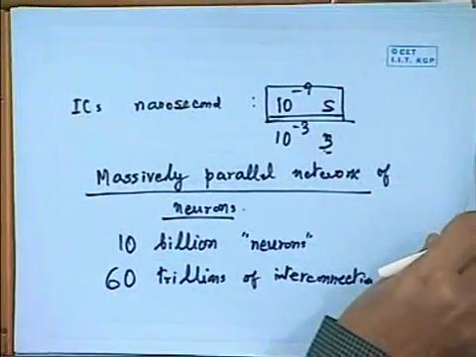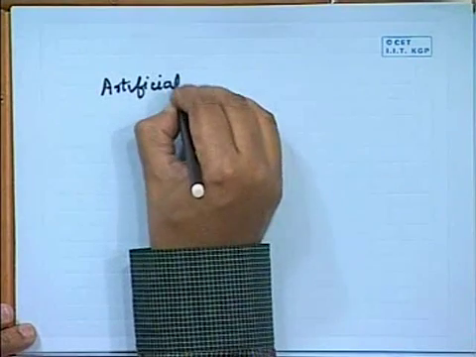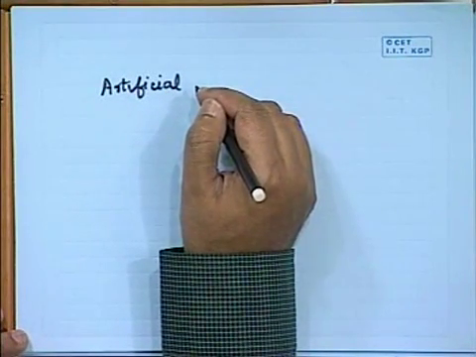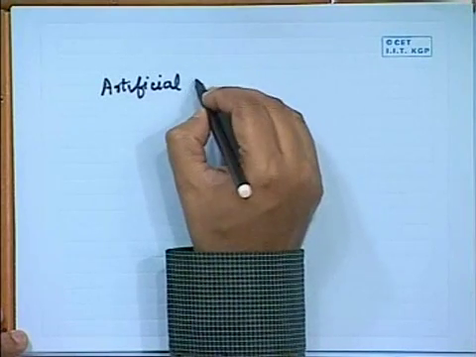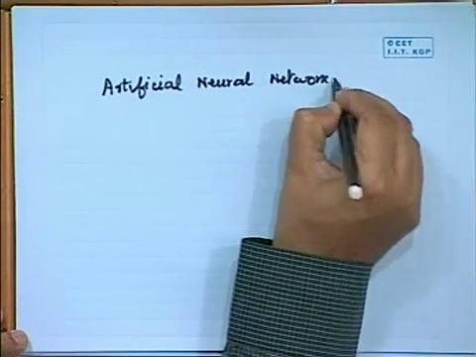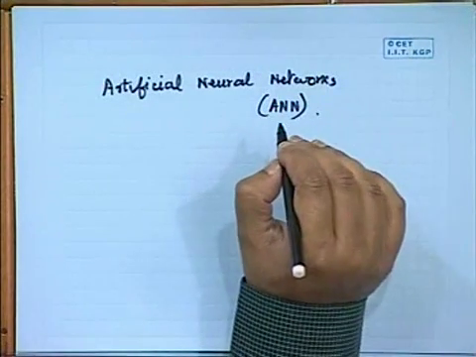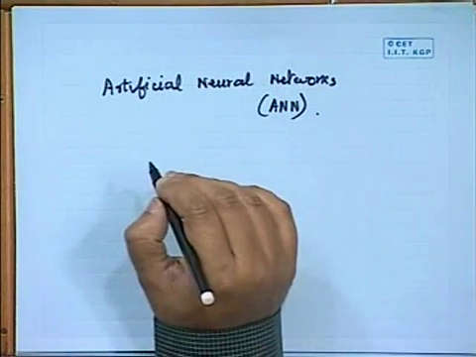We can make neurons, but that is surely going to be different from the biological neurons that we have talked about so far. So what we are going to study is artificial neural networks. By artificial, we inherently mean something which is different from the natural or biological neurons. So this is the subject, artificial neural networks. In short form, we very often refer to it as ANN.